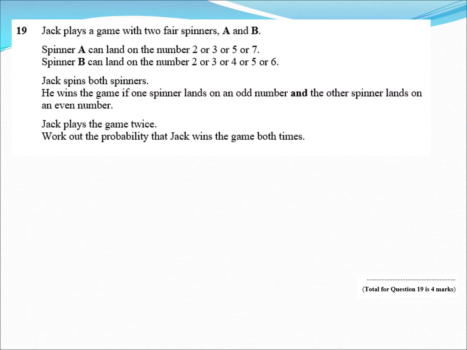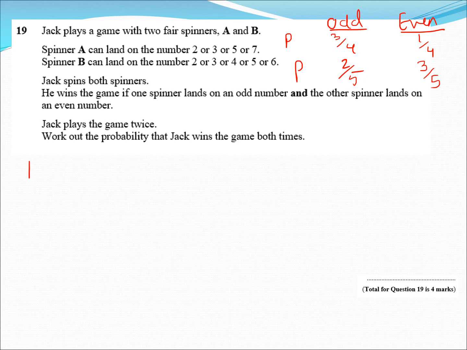Okay, so this question says Jack plays a game with 2 fair spinners A and B. The spinners can land on 2, 3, 5, 7 or 2, 3, 4, 5, 6. So let's say the winning scores, right? So probability, I'm getting odd and I'm getting even. The probabilities are going to be, for the first one, 3 out of 4 and 1 out of 4, and for the second one, 2 out of 5 and 3 out of 5 for odds or even. Now if you get odd on the one and even on the other one, you win the game.